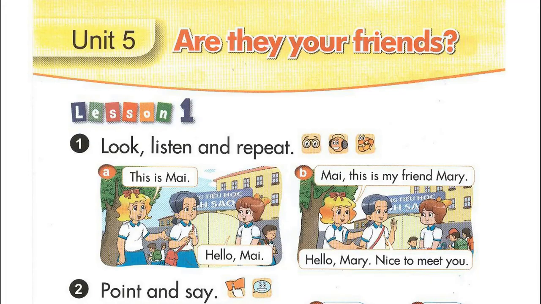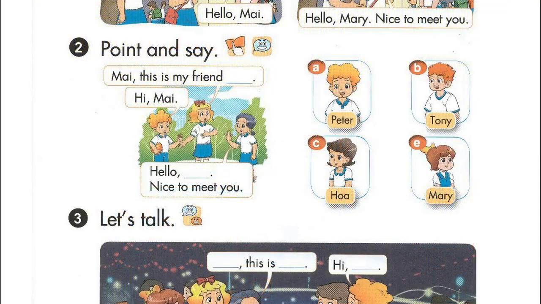Page 30, Unit 5. Are they your friends? Lesson 1. Activity 1. Look, listen and repeat. A. This is Mai. Hello, Mai. B. Mai, this is my friend Mary. Hello, Mary. Nice to meet you. Activity 2. Point and say. Mai, this is my friend Peter. Hello, Peter. Nice to meet you. Hi, Mai.